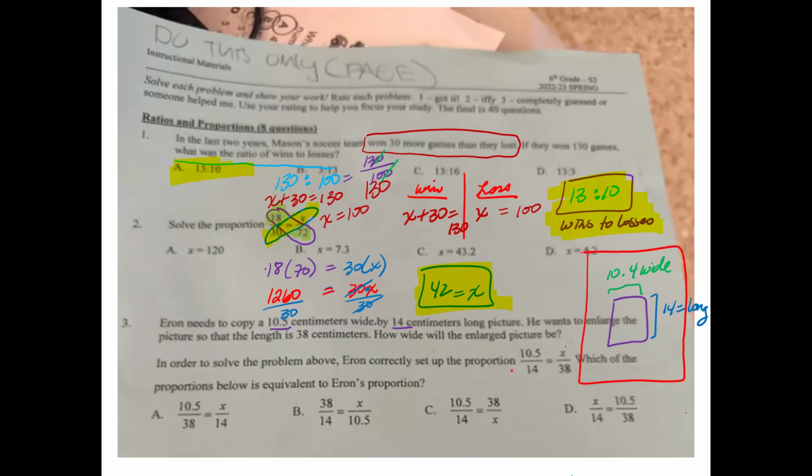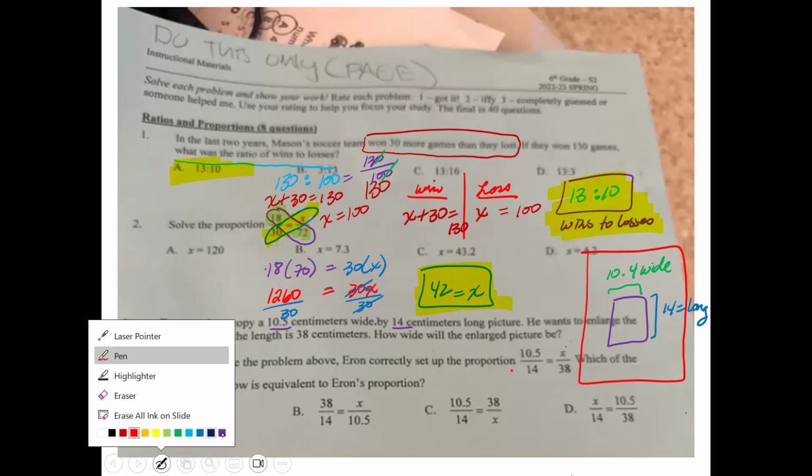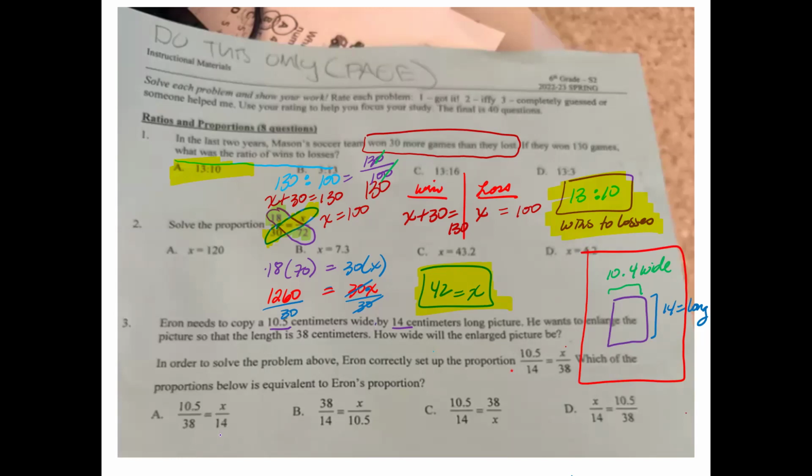What information does it give you about the new picture? He wants to enlarge the, keep reading. So that the length is 38 centimeters. So what is your new length? 38 centimeters. How do you get from 14 to 38? What did you do with 14? 38 divided by 14 is what? 2.7.